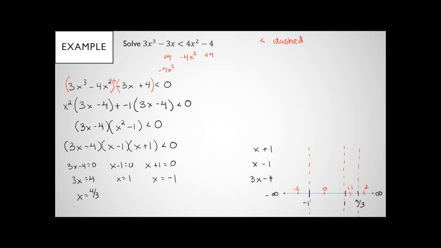Okay. So now I'm going to start plugging in numbers. I'm going to start with -2, and I'm going to plug it into each of these. So -2 plus 1 is -1, so that gives me a negative. -2 minus 1 is -3, that's a negative. And then when I get the 3x minus 4, that's where I'm going to pull out a calculator. So if I plug -2 into there, that gives me -10, so that's a negative. So I've got 3 negatives here.